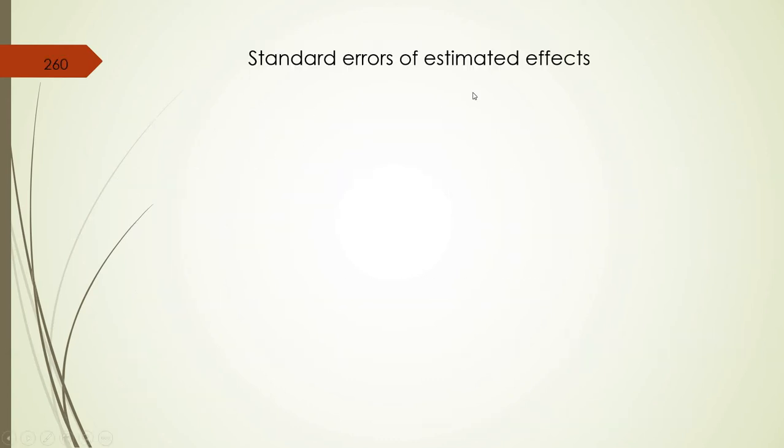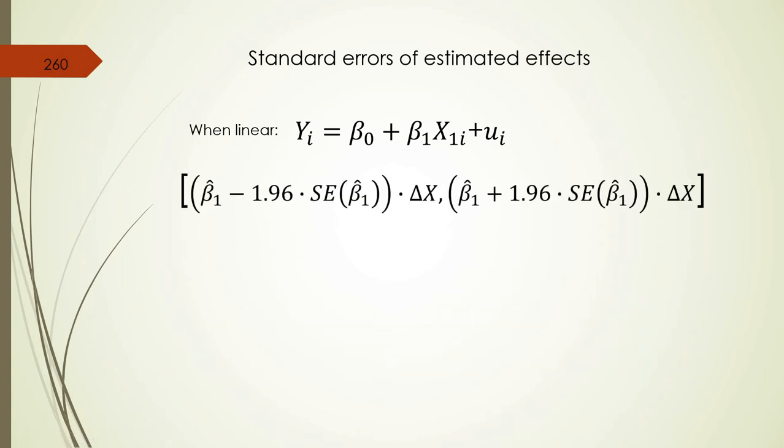So how do we estimate standard errors of estimated effects? When it's linear, it is easy. We will calculate the interval for the growth of our dependent variable. We know exactly what the standard error of beta is, but now we cannot know that because we have different slopes. Actually, the slope is changing from one point to the other.